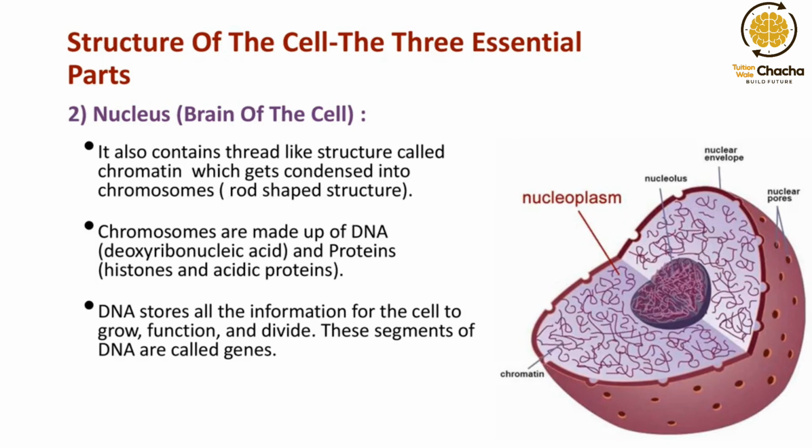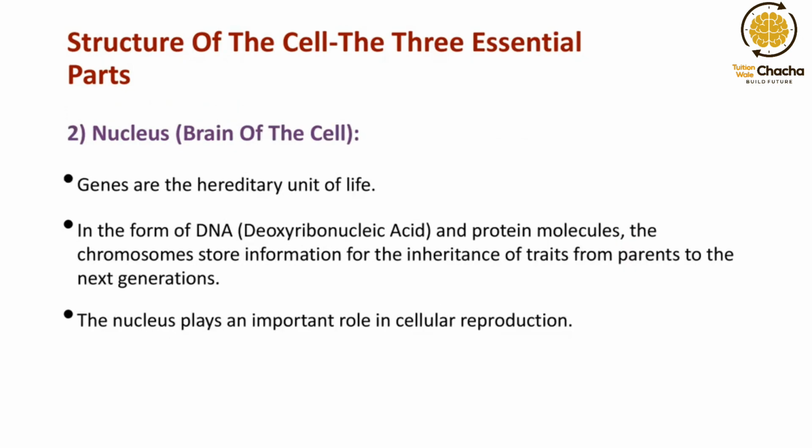DNA stores all the information for the cell to grow, function, and divide. These segments of DNA are called genes. Genes are the hereditary unit of life. In the form of DNA, deoxyribonucleic acid, and protein molecules, the chromosomes store information for the inheritance of traits from parents to the next generations. The nucleus plays an important role in cellular reproduction.